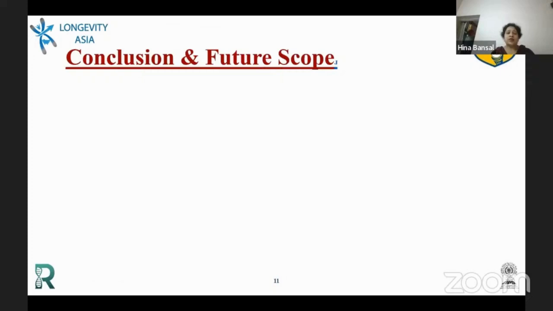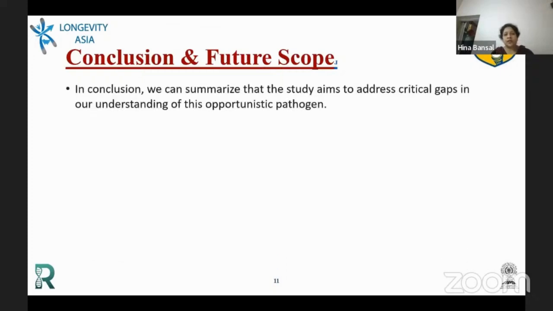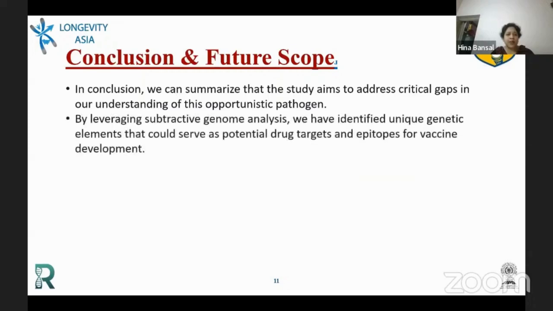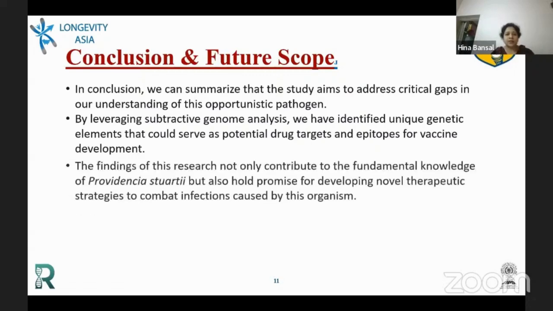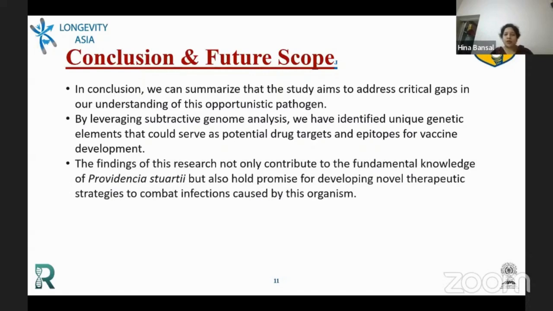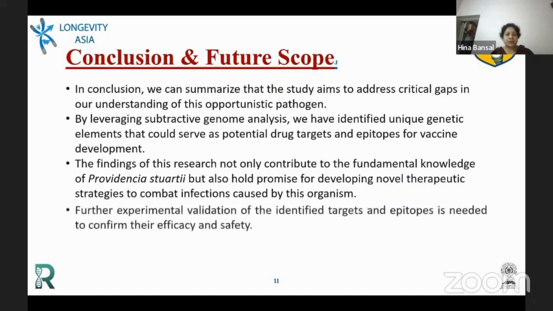Moving to the conclusion, we can summarize that the study aimed to address critical gaps in our understanding of this opportunistic pathogen. By leveraging subtractive genome analysis, we have identified unique genetic elements that could serve as potential drug targets and epitopes for vaccine development. The findings of this research not only contribute to the fundamental knowledge of Providencia stuartii, but also hold promise for developing novel therapeutic strategies to combat infections caused by this organism.